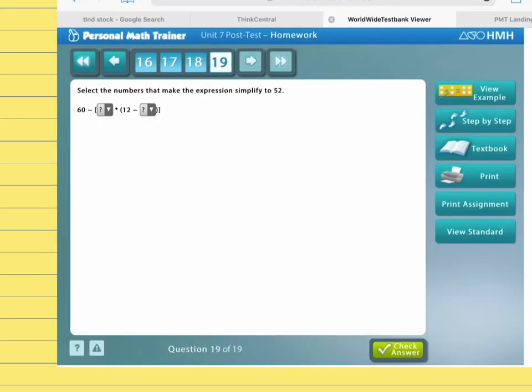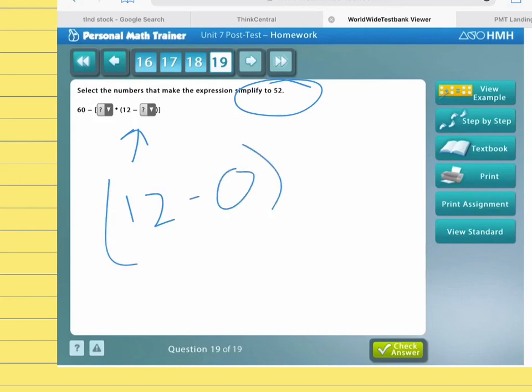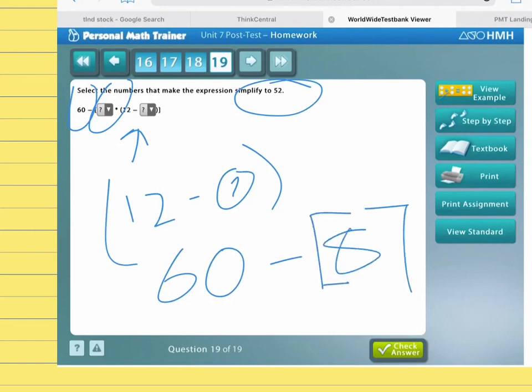And the final question, select the numbers that make the expression simplified to 52. So we're looking for something that gets to 52. Now, since I don't know what our number choices are, I do know order of operations. We would do this first. So we'd have 12 minus something first. We don't know. And then we'd multiply it by that. And then we'd subtract 60. I do know, so we have to end up with something inside these brackets that's going to equal 8. So if that helps you, just look for a way to get 8 on that second part.